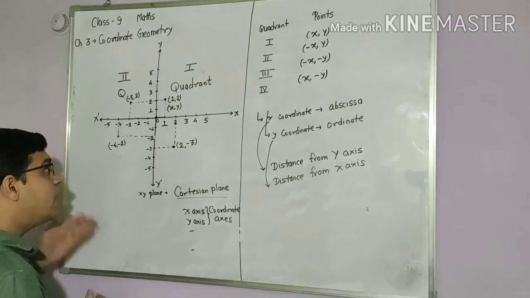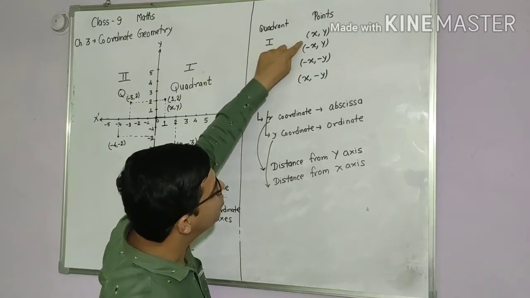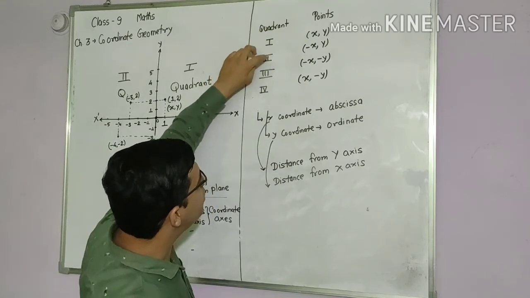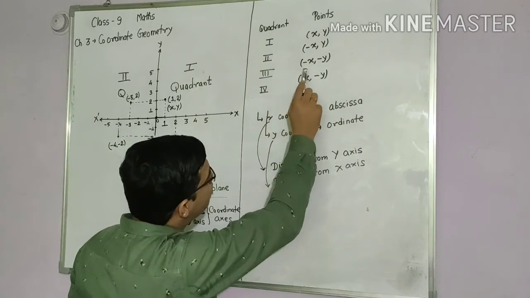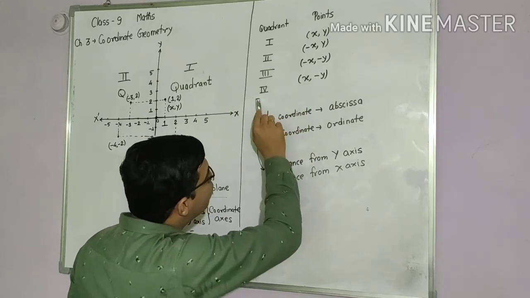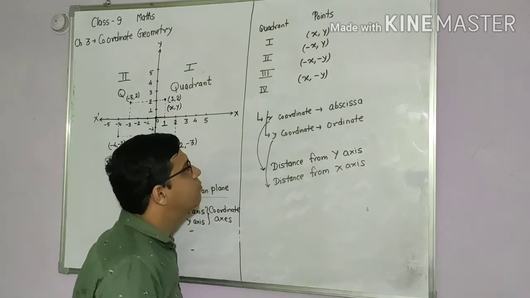So we can sum up that in first quadrant both x and y are positive. In second quadrant x is negative, y is positive. In third quadrant both are negative. In fourth quadrant x is positive and y is negative.